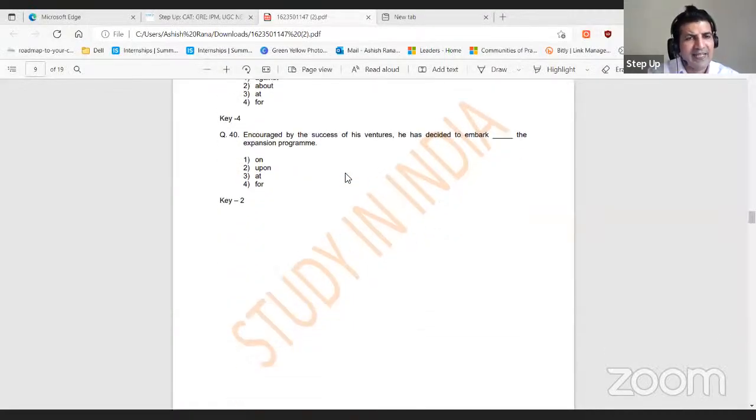Let me just share that, and then we will solve these questions just so that you get an idea about the actual paper also. This is from the Study in India team, so we can get an idea, right? Things like that. Let's start from here.